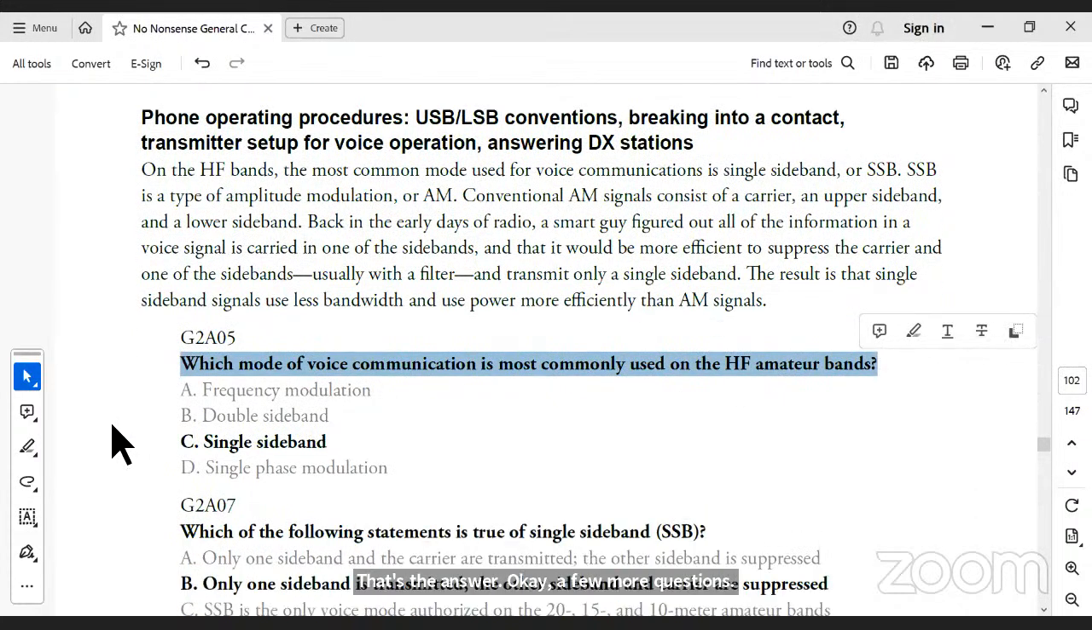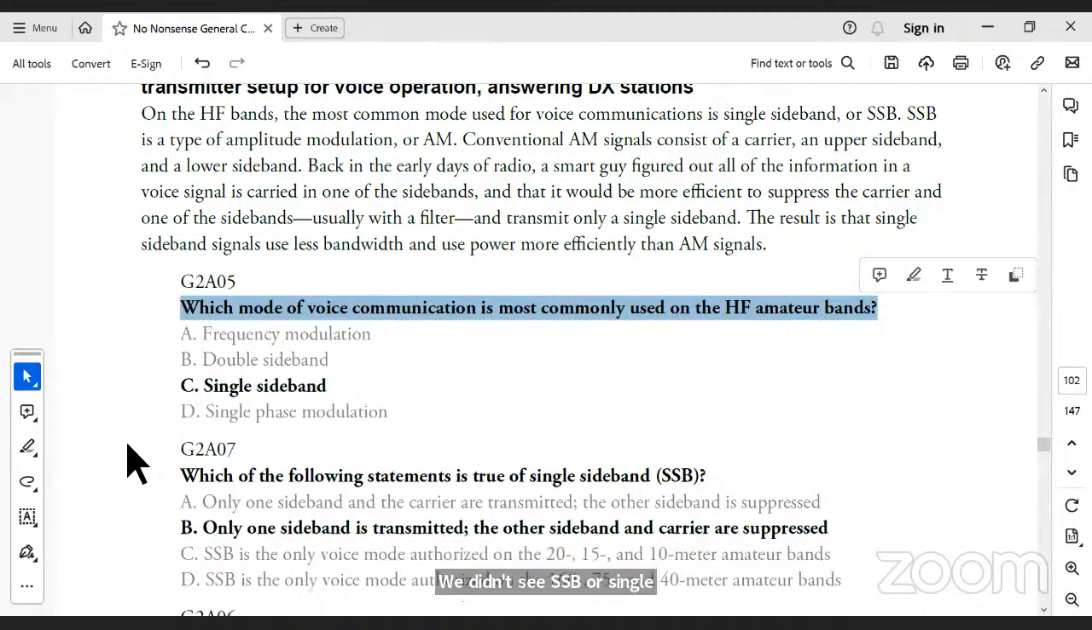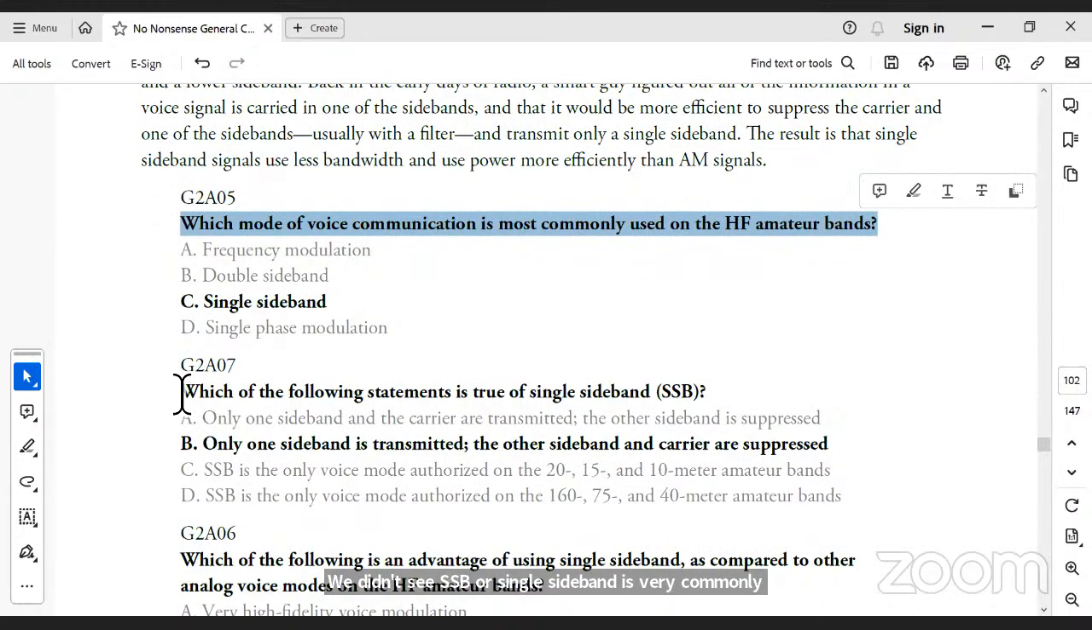Right, so we're now into operating procedure questions. Which mode of voice communication is most commonly used on the HF amateur bands? So what are they asking us? Mode of voice operations. Is it AM? Is it FM? What mode? Is it PM, phase modulation? Commonly used on the HF band. So we did say SSB or single sideband is very commonly used by amateur radio operators on HF.